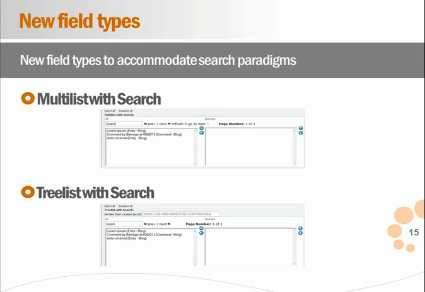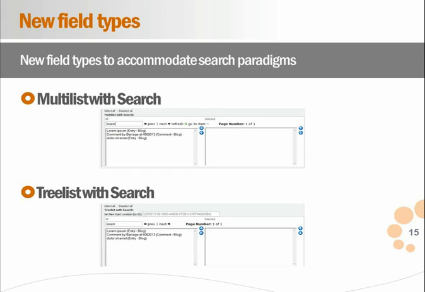So first off is the multi-list with search. This allows us to use search terms to narrow down a set of results that are coming out of a section of the content tree. For example, I could set the source of my field to the person folder, and then as I type into the search box, it's searching within that person bucket.